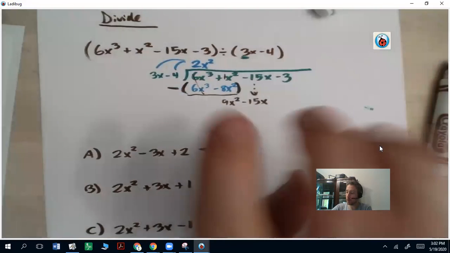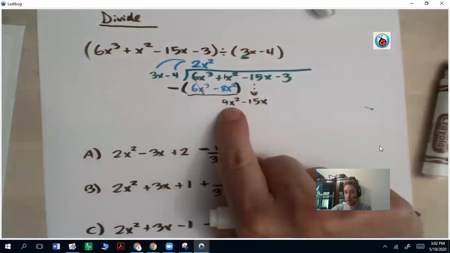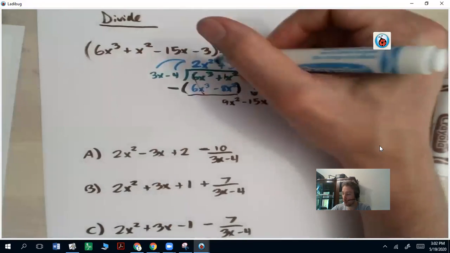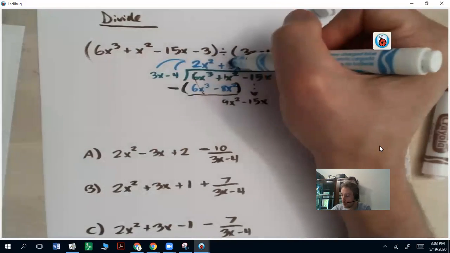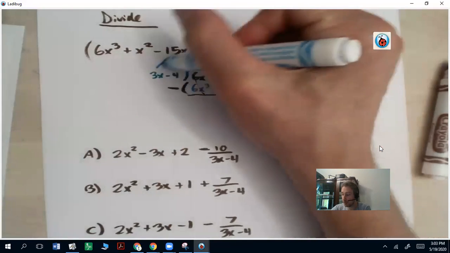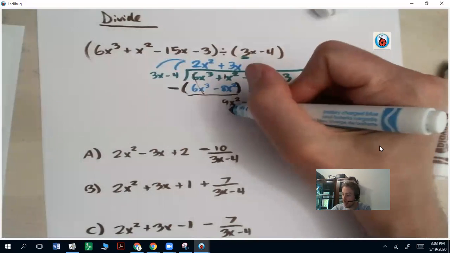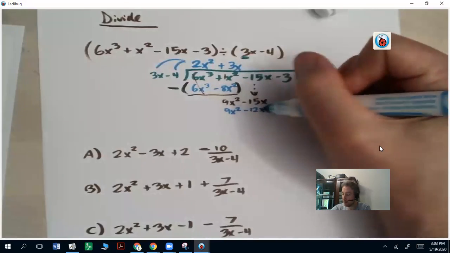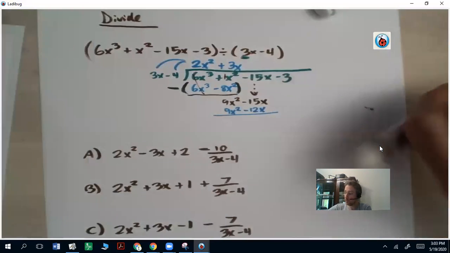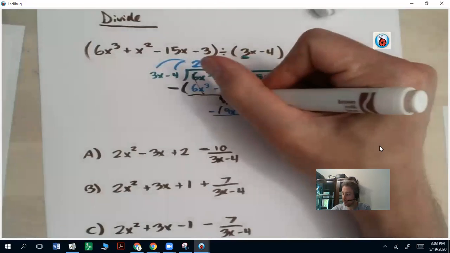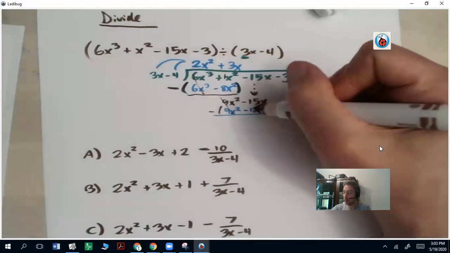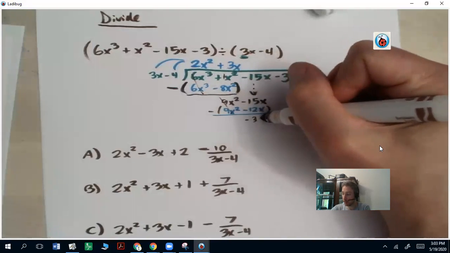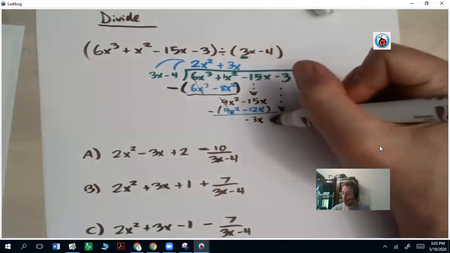We do this again. So what times 3x is equal to 9x squared? 3 times 3 is 9, so that's going to be plus 3. And since there's an x and an x squared, that's going to be x. We again multiply the 3x by what's on the outside. So 3x times 3x is 9x squared. 3x times negative 4 is negative 12x. Subtract down. Negative 15 minus negative 12 is the same as negative 15 plus 12, which is negative 3x. Bring down the next term.